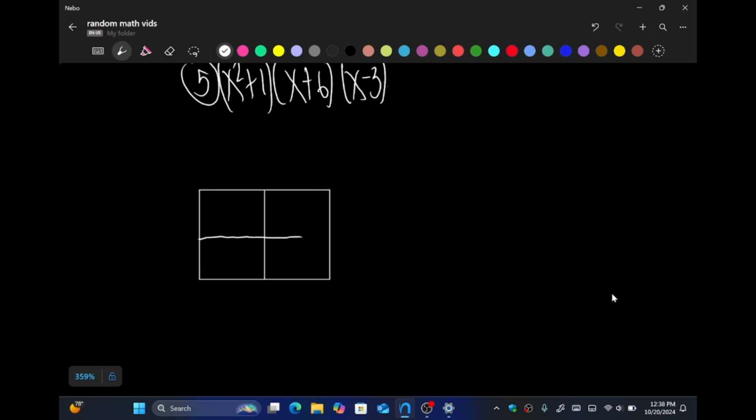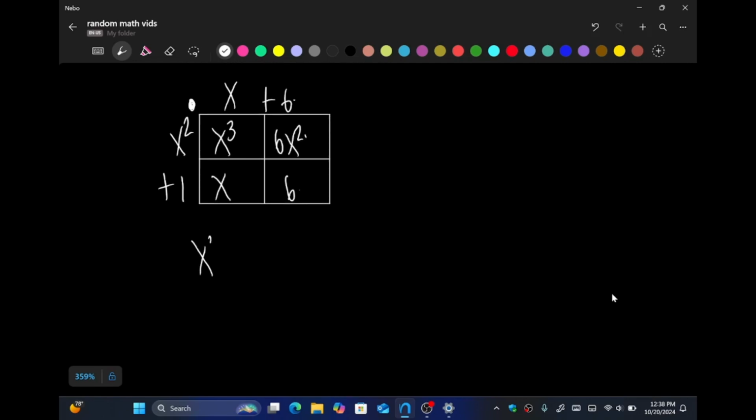And since these are two binomials, it doesn't really matter which one you put on either side. So x squared, again, make sure you put the times here to know that you're multiplying. So x squared times x is x cubed. x squared times 6 is 6x squared. 1 times x is x, and then 1 times 6 is 6. So we are going to have x cubed plus 6x squared plus x plus 6.